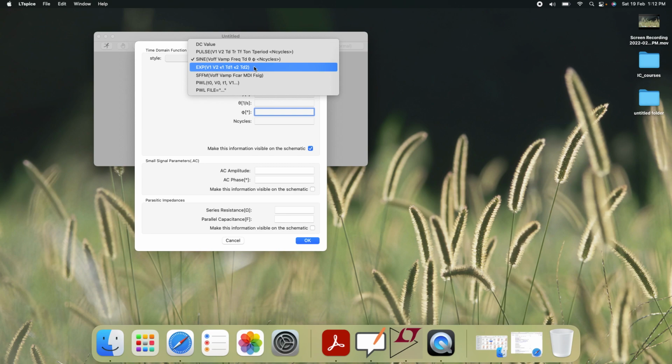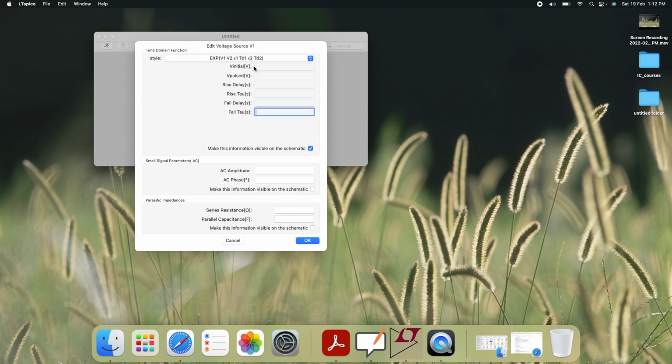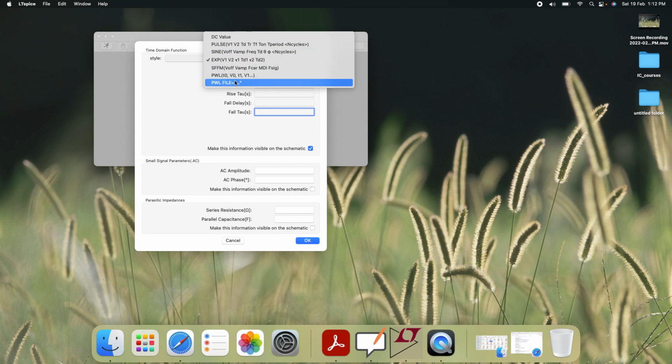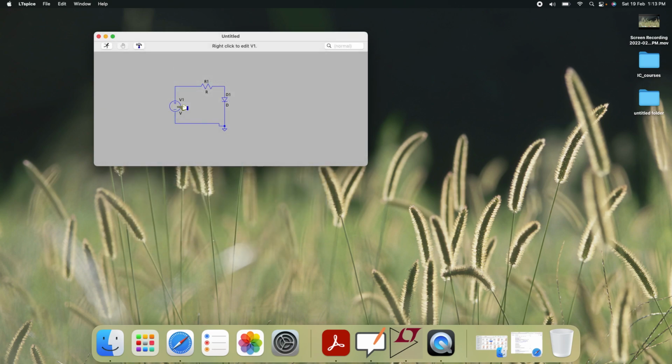If you want to learn it, rather than going into Google search, choose that source and plot it. After simulation you will understand what is happening. Go with some different values, like tau value, fall delay, rise tau, all these things are given. Feed that and try to understand how they are working. Similar to that, others are also available. I'm not talking about that, but if you are interested, you can.